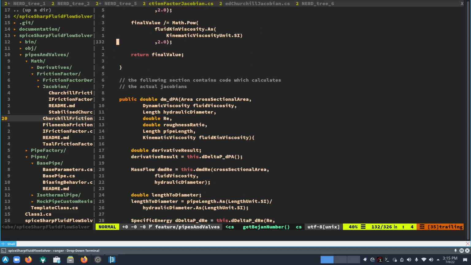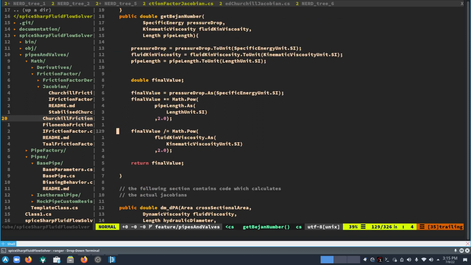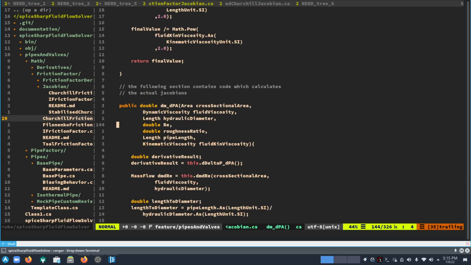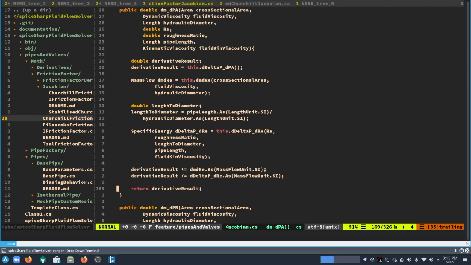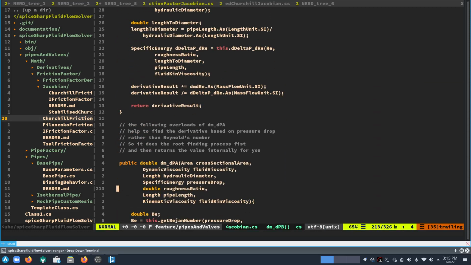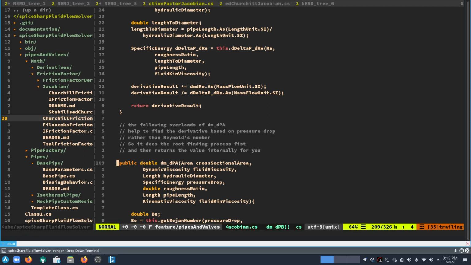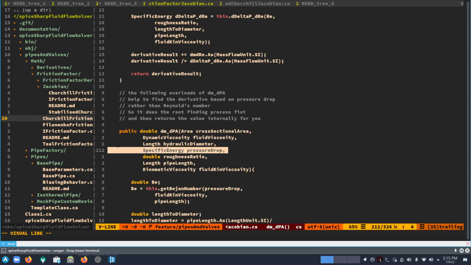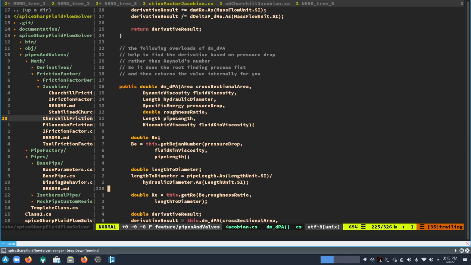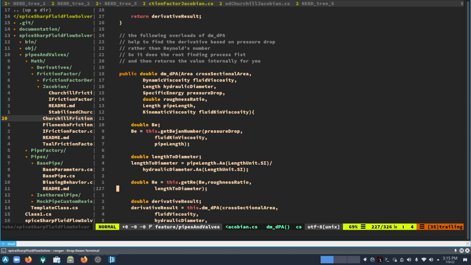What was I looking for? Yeah, I was looking for the thing to help us with this problem. Normally we need a Reynolds number first to actually get the Jacobians, and that's fine. However, we don't always have a Reynolds number first. In our case, we have a pressure drop difference. So I actually made an overload here which takes in the pressure drop, and what it does is convert that pressure drop into some sort of Reynolds number guess. It will guess the Reynolds number.